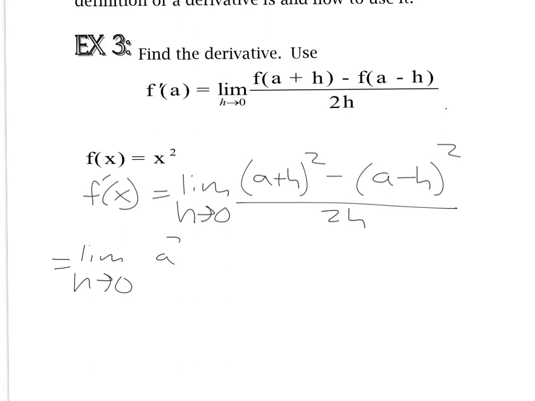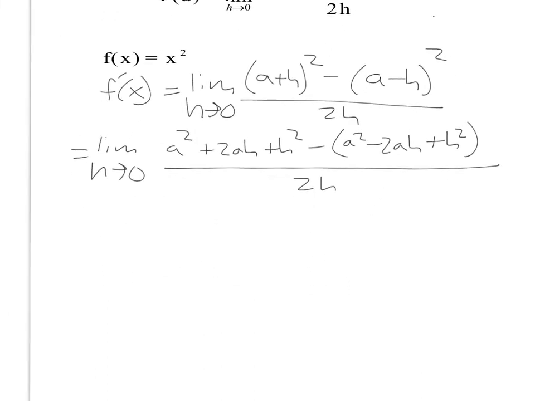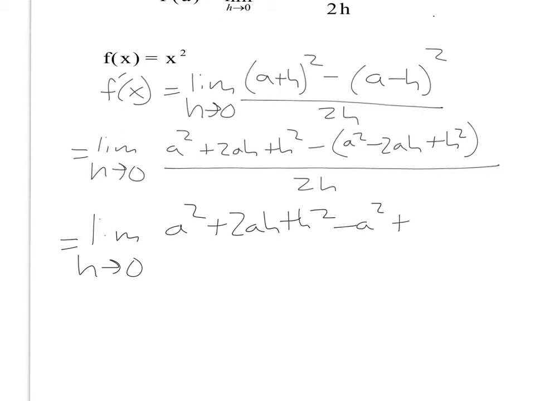We could expand this now. This is a squared plus 2ah plus h squared minus, let's use parentheses, this is going to be a squared minus 2ah and then plus h squared all over 2h. Okay, let's distribute this negative. We would get the limit as h approaches 0, a squared plus 2ah plus h squared minus a squared plus 2ah and then minus h squared all over again 2h.